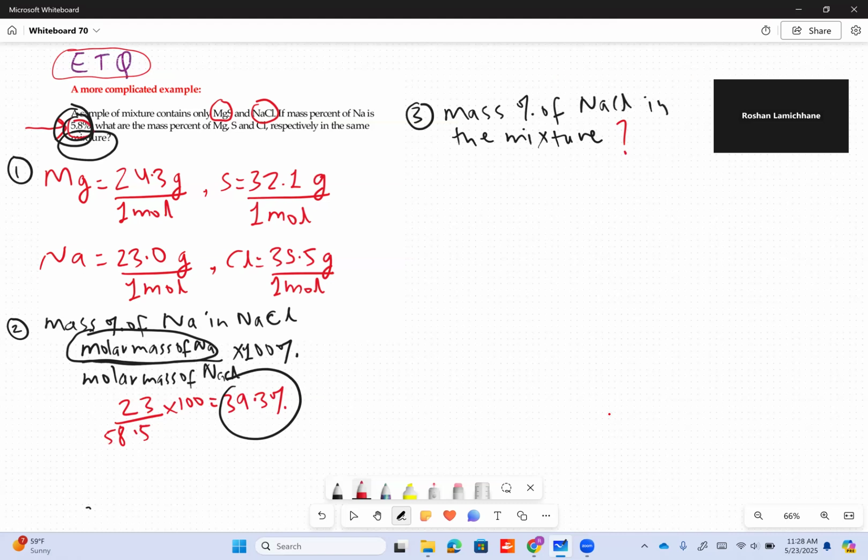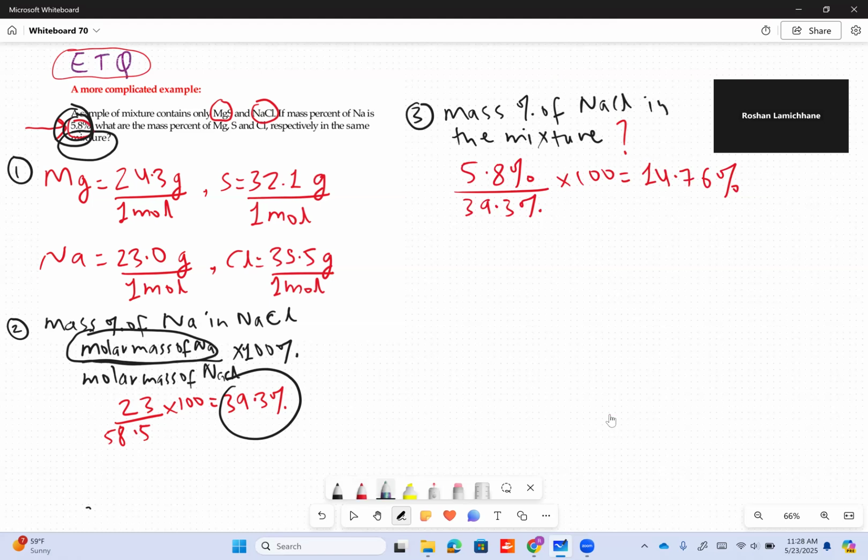All right. Now to do that, all I do is I take my mass percent of Na in the mixture divided by the mass percent of sodium in NaCl times 100, which will give me 14.76%. Now this is where even I had to sit down and think about how this formula works.